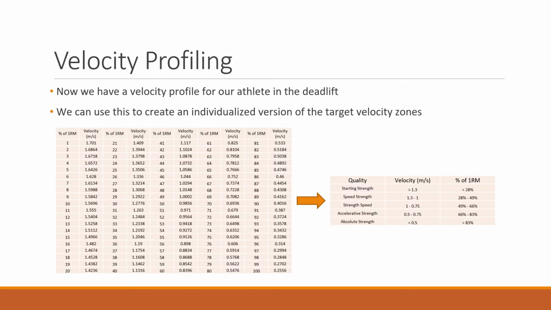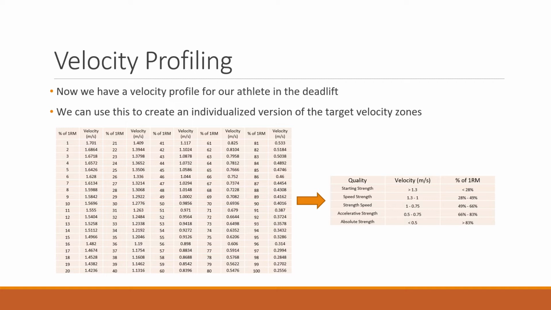So now we have a velocity profile for our athlete in the deadlift. We can use this to create an individualized version of the target velocity zones. So all I've done here is expand the table and add every percentage point from 1 to 100, and now we have a velocity for every given percentage point.